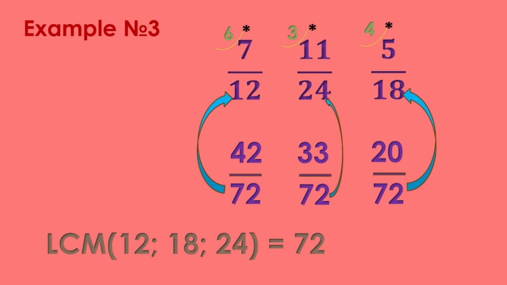Now, let's recall the rule for comparing fractions with the same denominators. We see that our fractions are now 42/72, 20/72, and 33/72. Clearly, 42/72 is the largest, 33/72 comes next, and 20/72 is the smallest. Thus, 7/12 is the largest, 11/24 comes next, and 5/18 is the smallest.